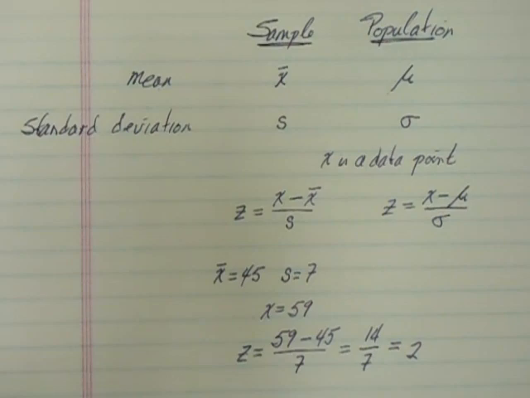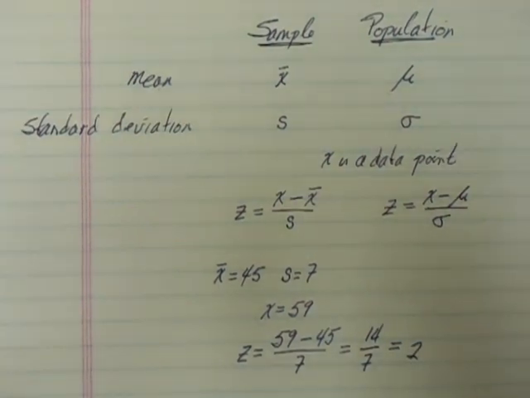Okay, so it's kind of a way of ranking the data, like percentiles or quartiles, but instead it tells you how many standard deviations away from the mean any particular point is. That's the idea.